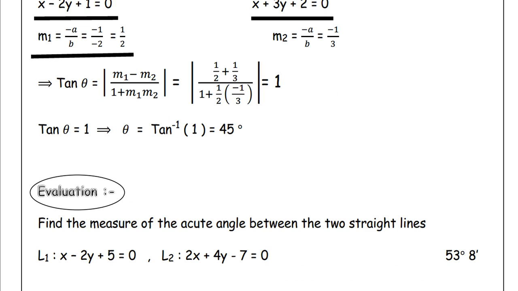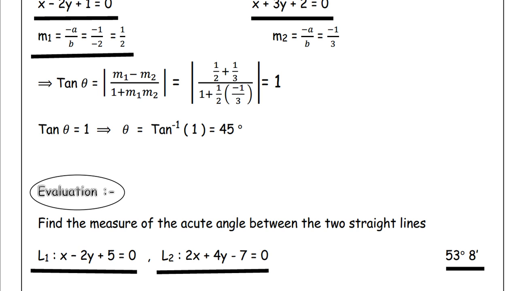Evaluation. Try to find the acute angle between two straight lines. So the answer will be 53 degrees 8 minutes. So how to get it? First, you have here L1 and you have here L2. So focus, as we did before in the previous example.